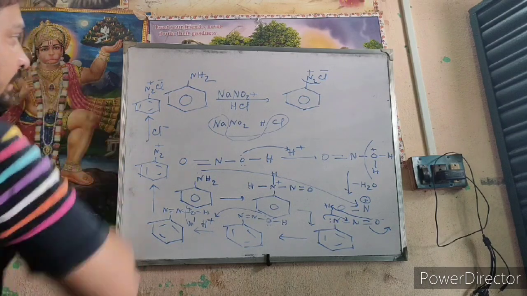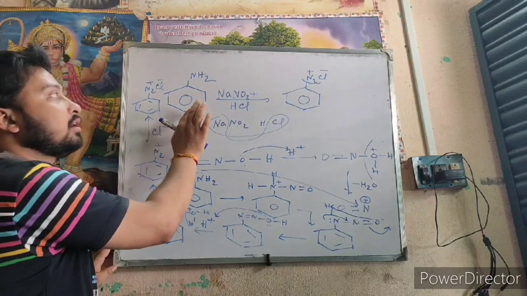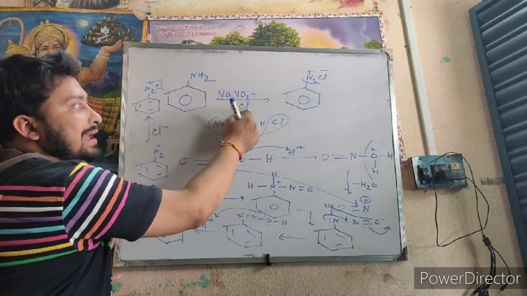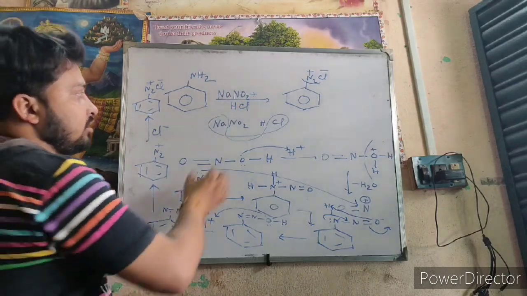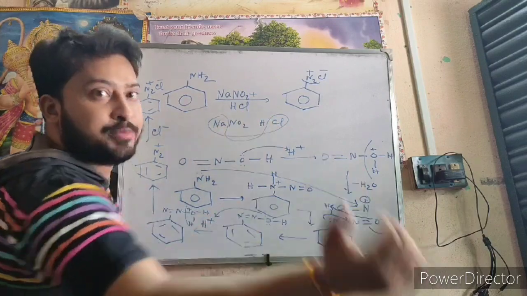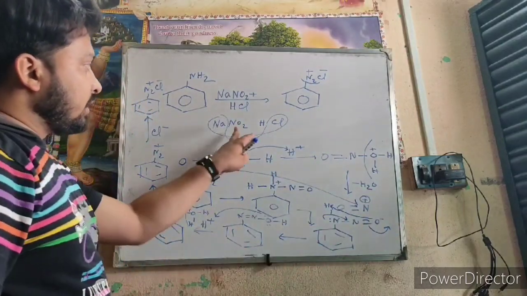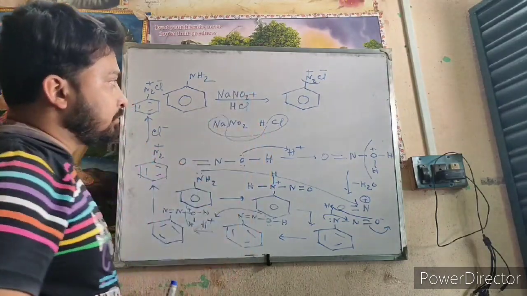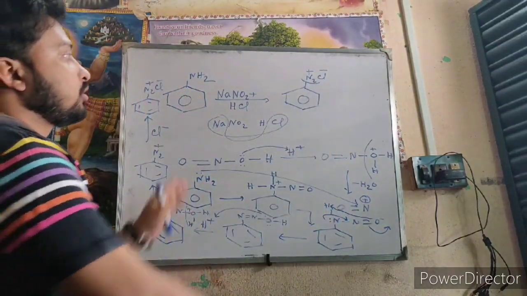Okay, let's see. This is aniline. What is this aniline? This is NH2 on benzene. So with aniline, you use NaNO2 and HCl. If you use NaNO2 and HCl, Na and Cl are removed, so we get HNO2. HNO2 is the indirect product which we get with this combo pack. So the product is benzene diazonium chloride.